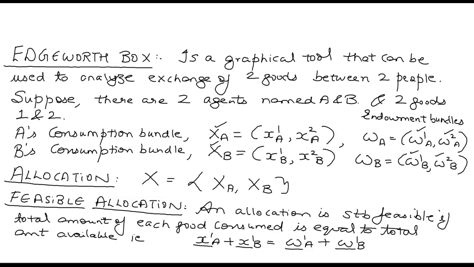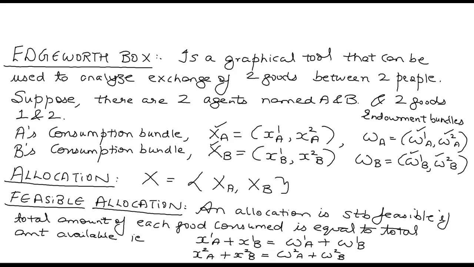Similarly, I can do the same analysis for good 2. So for good 2, the total amount of good 2 consumed by agents A and B should be equal to the total amount of good 2 available in the economy. I hope all students are clear.